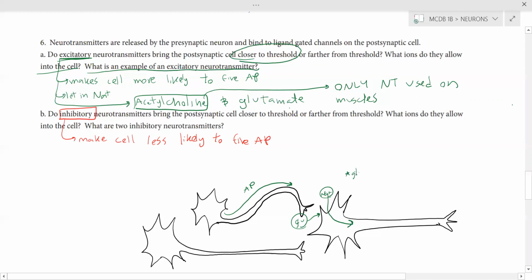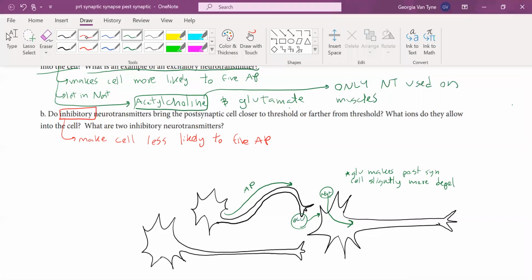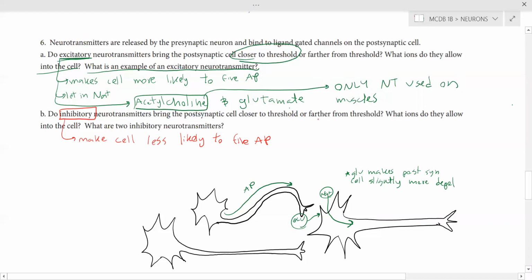So glutamate makes the postsynaptic cell slightly more depolarized, so slightly closer to threshold. Cool. Not all neurotransmitters, though, are excitatory, right? We also have inhibitory ones, right? They're going to make the cell less likely to fire an action potential, so they're going to bring it farther from threshold.